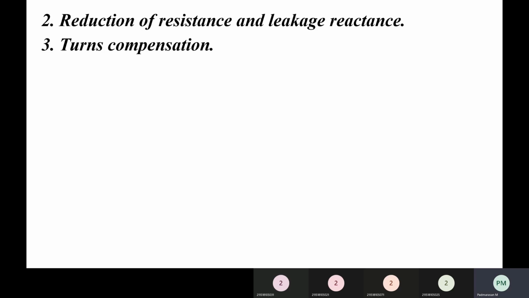Similarly, in a current transformer, the ratio error can be calculated by the formula percentage ratio error equal to (nominal ratio minus actual ratio) divided by actual ratio into 100. So this is the expression to calculate the percentage ratio error in current transformer.